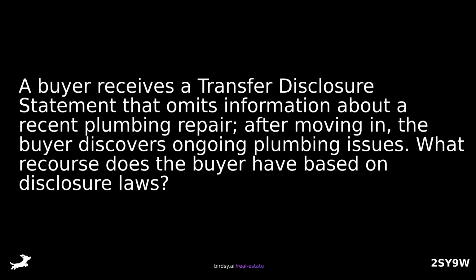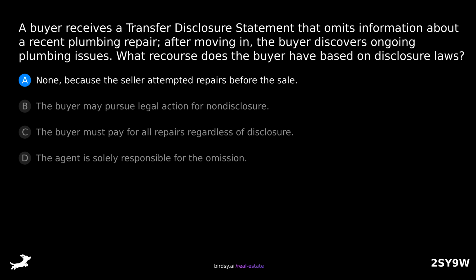A buyer receives a transfer disclosure statement that omits information about a recent plumbing repair. After moving in, the buyer discovers ongoing plumbing issues. What recourse does the buyer have based on disclosure laws? Is it A. None, because the seller attempted repairs before the sale? B. The buyer may pursue legal action for non-disclosure? C. The buyer must pay for all repairs regardless of disclosure? Or D. The agent is solely responsible for the omission?